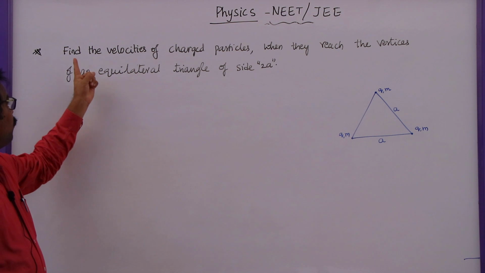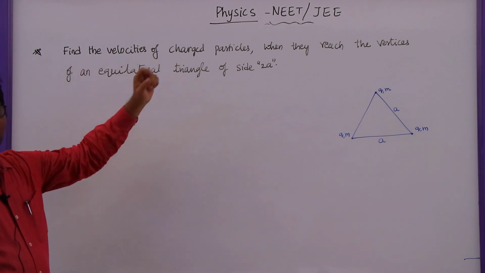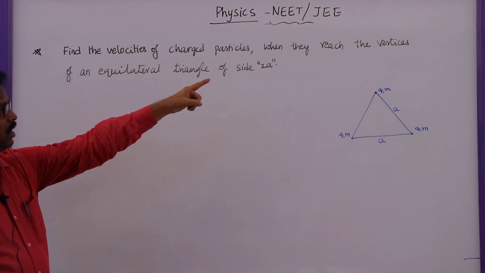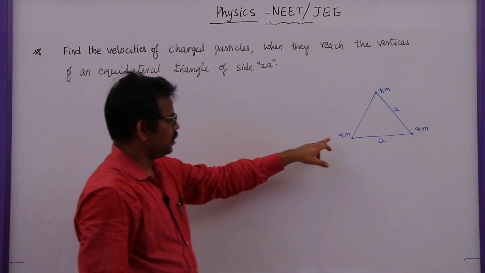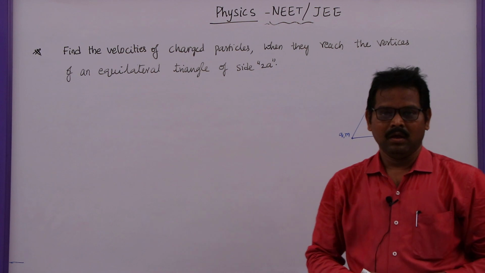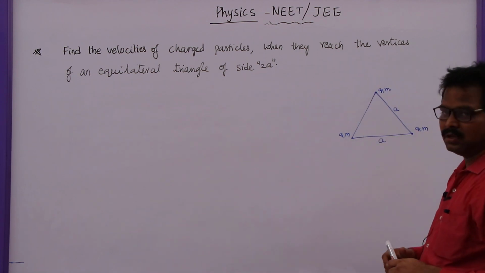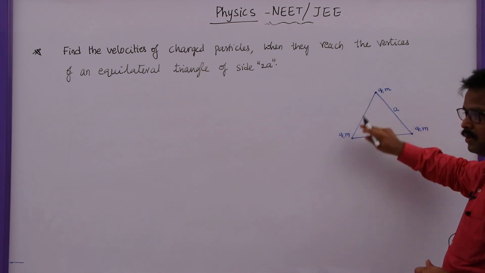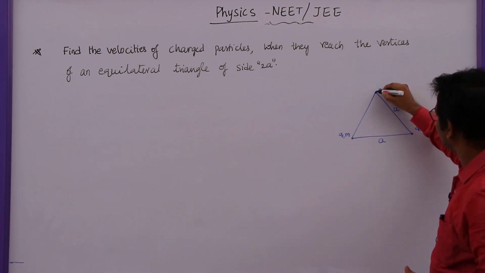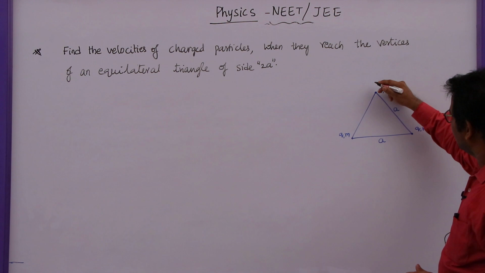In this problem, find the velocities of charged particles when they reach the vertices of an equilateral triangle of side 2A. So here we have taken a triangle of side A each. This is an equilateral triangle. Now, because of the repulsion, the charged particles will move away.